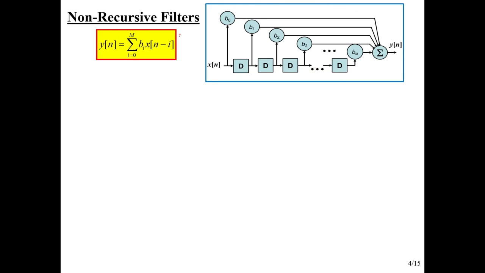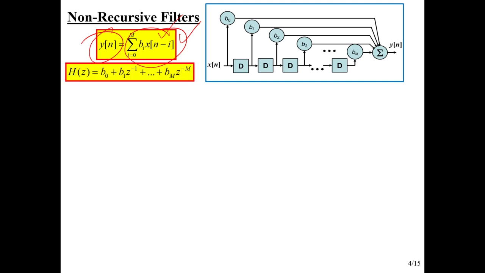They have difference equations that look like this: only one output sample, and then on the right side, a linear combination of the current input sample and some potentially past output samples. And then we can write the transfer function. Notice that it's just the coefficients of this in order, with powers of z going from z to the 0 down to z to the minus m.